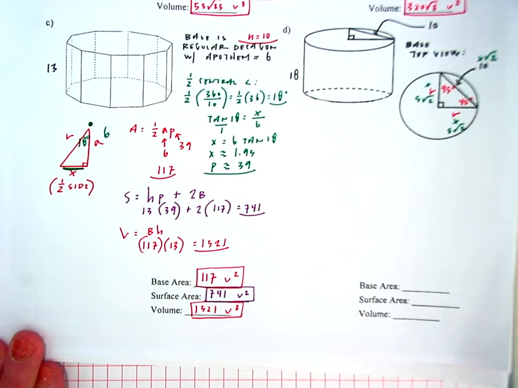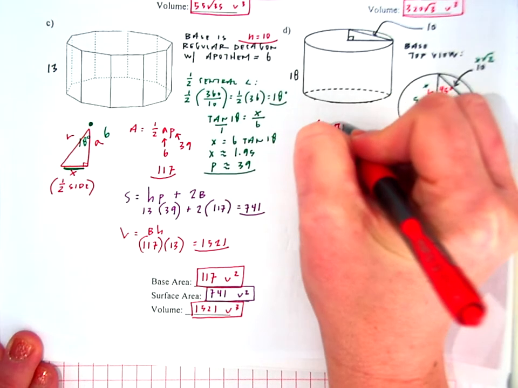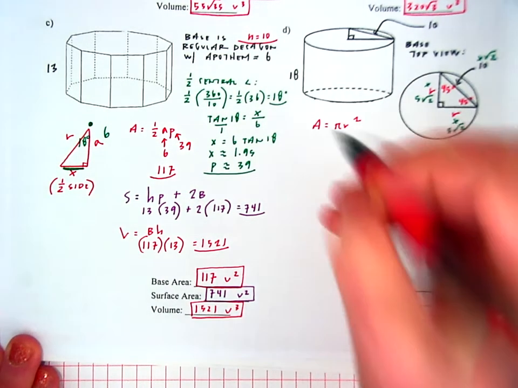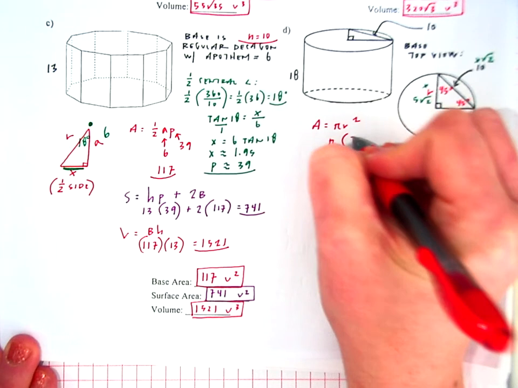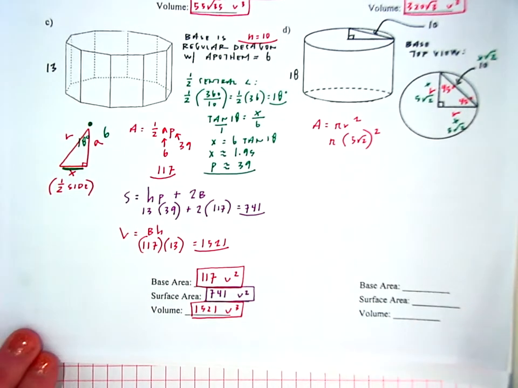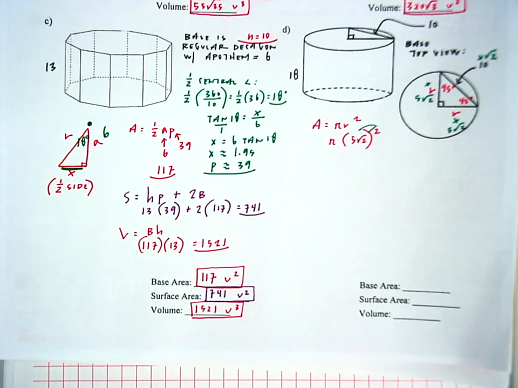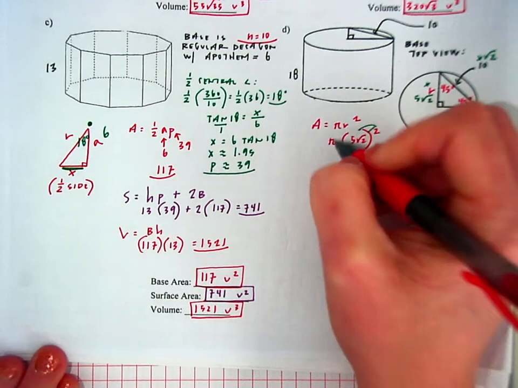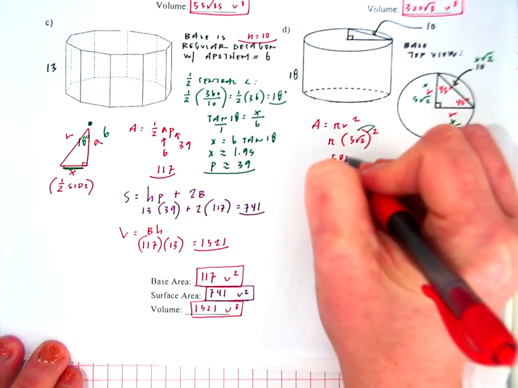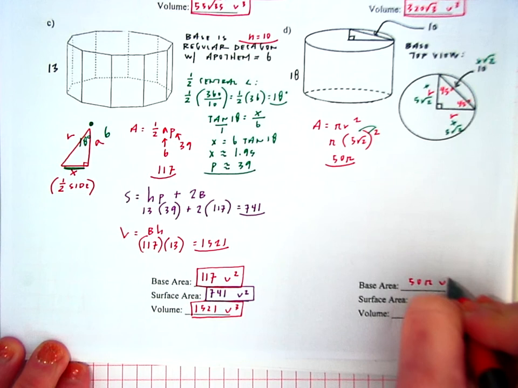Okay, so building off of that, to get to my base area, it's a circle, right? It's a cylinder, it's a circle. So pi r squared. So I'm doing pi times 5 root 2 squared. So that exponent goes to both items. So 5 squared is 25, root 2 squared is 2. So I'm going to end up with 50 pi. Base area is 50 pi units squared.